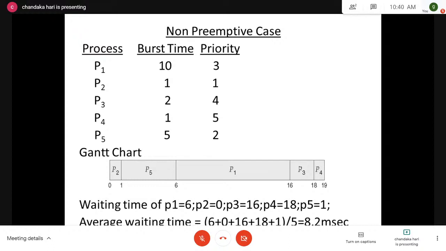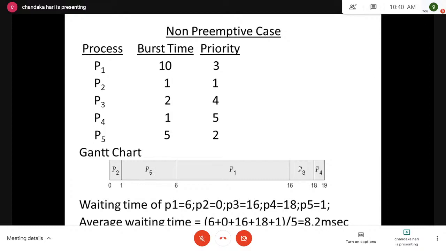Now we calculate the average waiting time, which is equal to 6 plus 0 plus 16 plus 18 plus 1, divided by 5, that is 8.2 milliseconds. This is the non-preemptive case, and similarly we will also have a preemptive case.